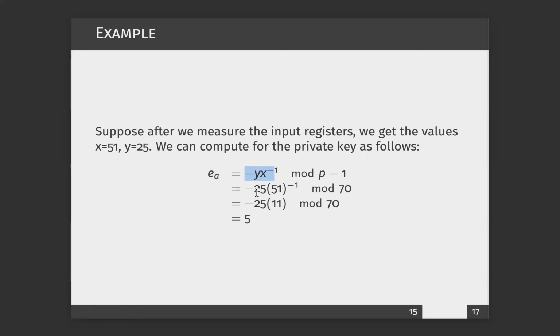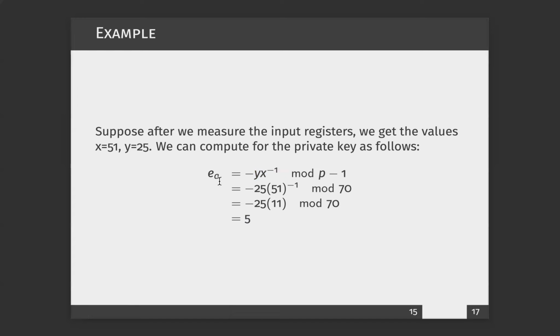Okay. So y equals 25, and x equals 51, so x inverse is 51 inverse modulo 70. Now it turns out that the inverse of 51 is equal to 11. And then you multiply 25 times 11 times -1 and take the modulo, and you get the answer 5, which is the private key. Which is the value of EA.